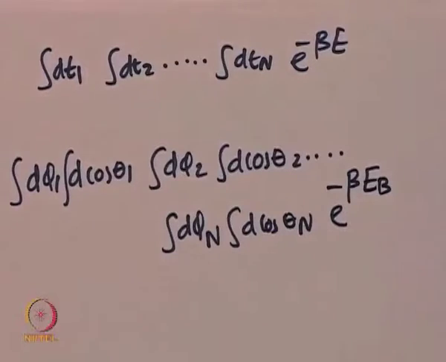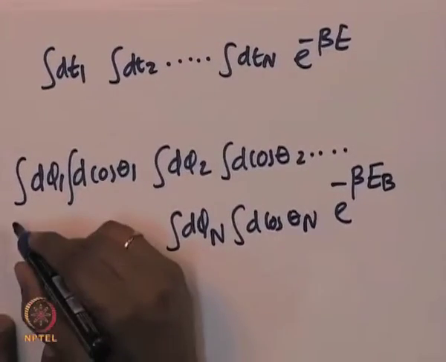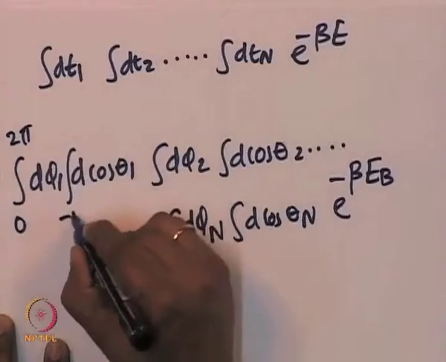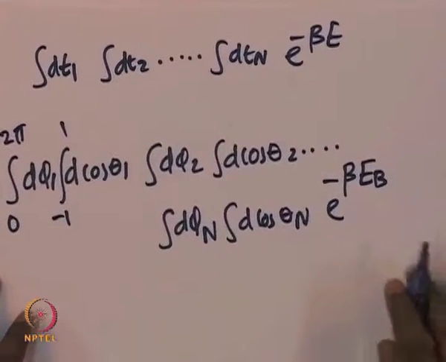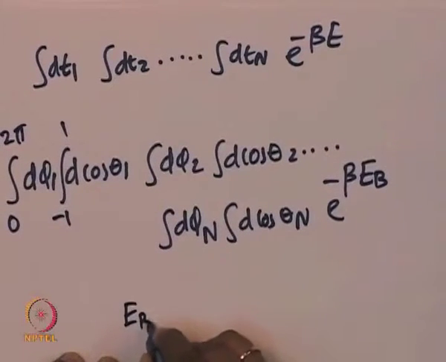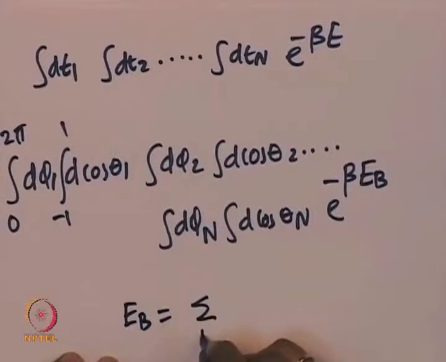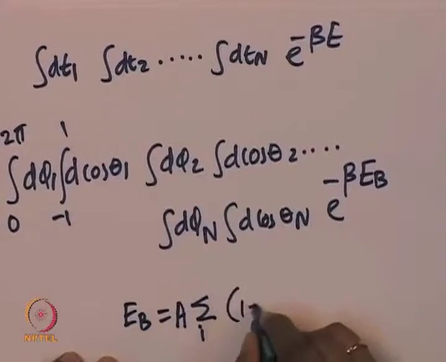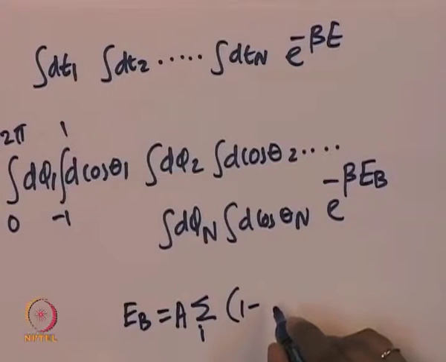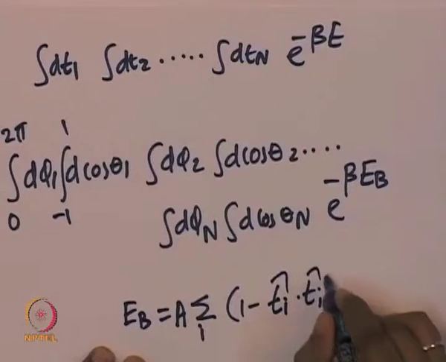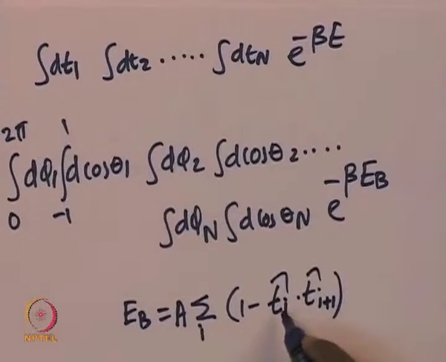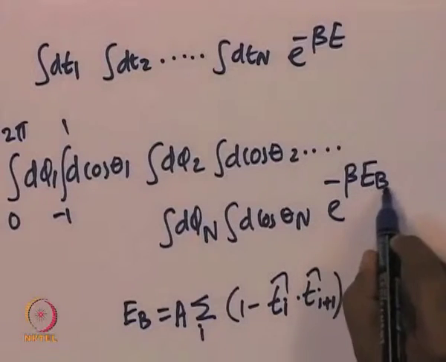This is the bending energy. Now, all these limits are same. Here this limit is 0 to 2 pi, here it is minus 1 to 1. So, now what is E b? E b is sum over i, some constant a times 1 minus t i dot t i plus 1. t i dot t i plus 1 can be written as cos theta, because these are two unit vectors, each with magnitude 1, and the product is cos theta. So, this is nothing but 1 minus cos theta. So, you can write 1 minus cos theta here.